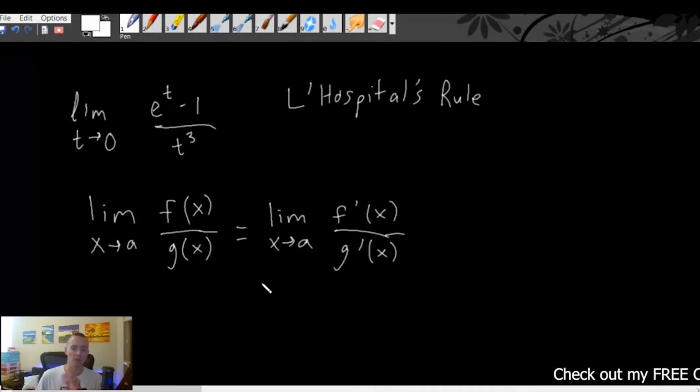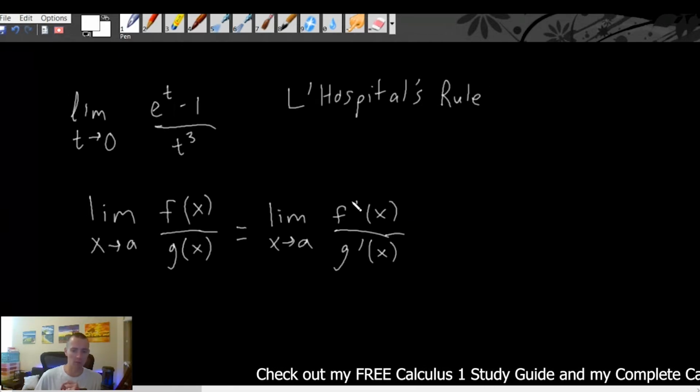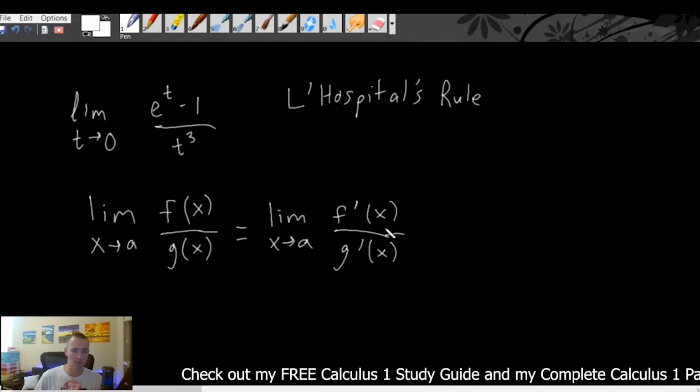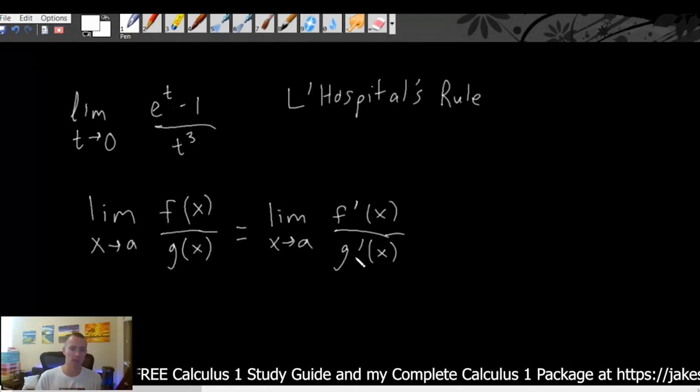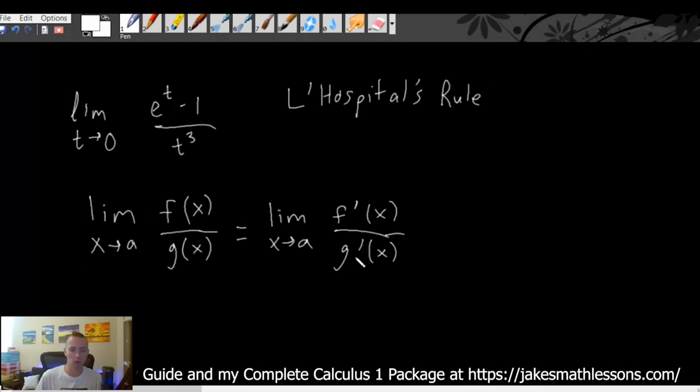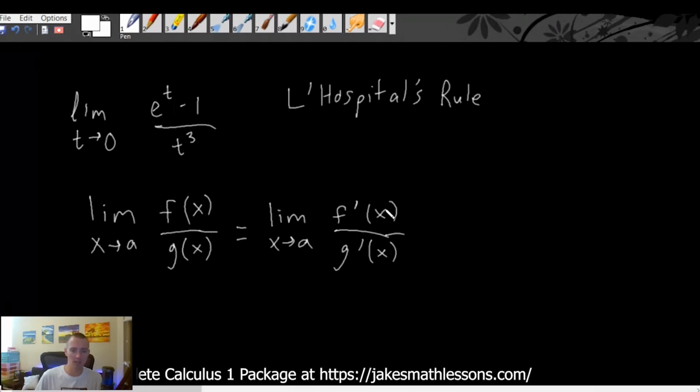Please keep in mind, we're not taking the derivative of this whole fractional function. We're taking the derivative of the top over the derivative of the bottom. So we treat the derivatives separately as two separate functions. We're not applying the quotient rule. That's something completely different. L'Hopital's rule is a very specific situation where, when we have a fraction within a limit, we can take the derivative of the top and the bottom separately and create a new limit out of that. And these two limits should be equal.